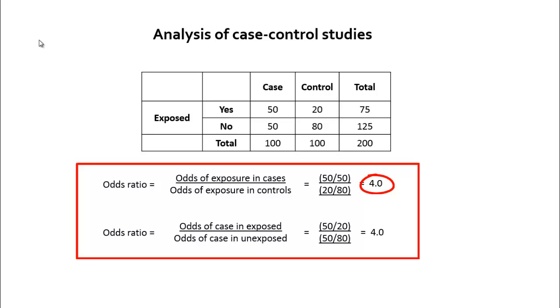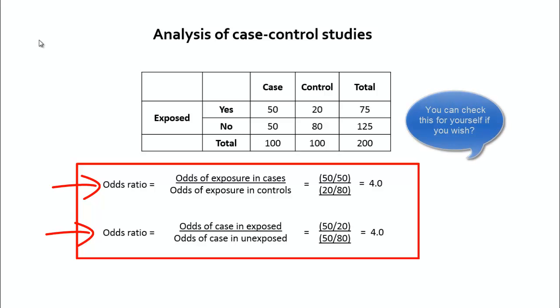Now this seems the wrong way round. What we really want to know is what are the odds of having the outcome if you're exposed versus the odds of having the outcome if you're not exposed, not the odds of exposure in the cases versus the controls. And it just so happens that these two forms of presentation are exactly the same, and you can see that in the calculations done in this table. So we can use the odds ratio as a measure of effect of the exposure in a case control study.